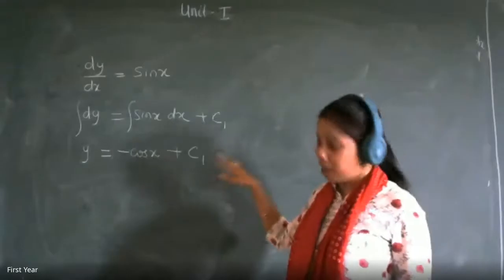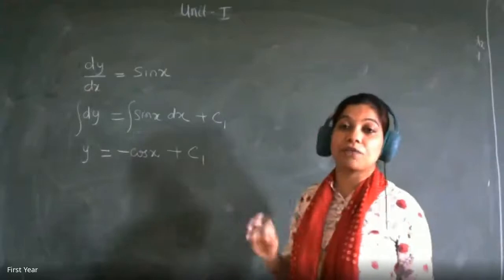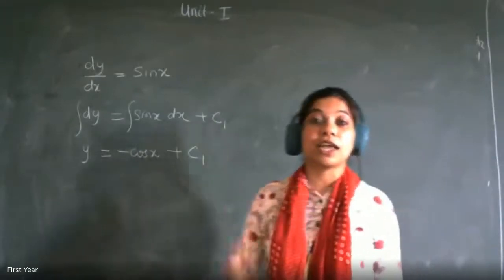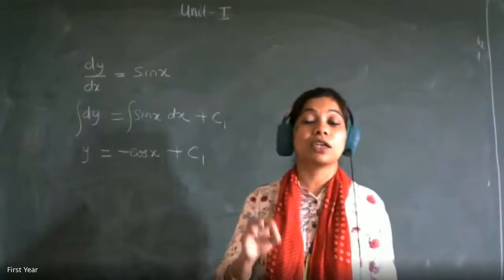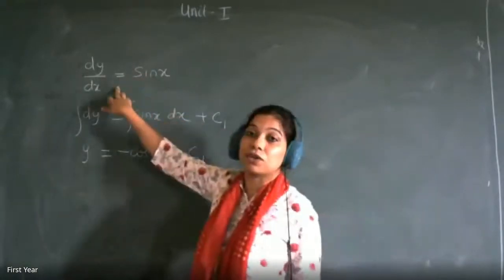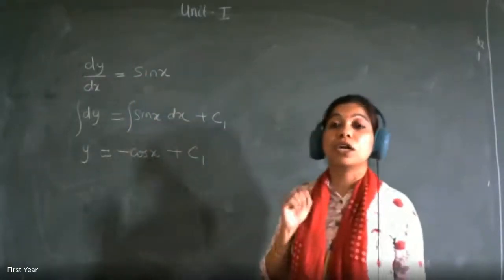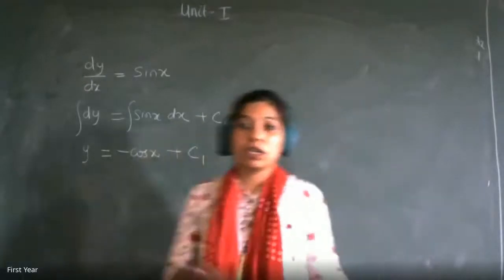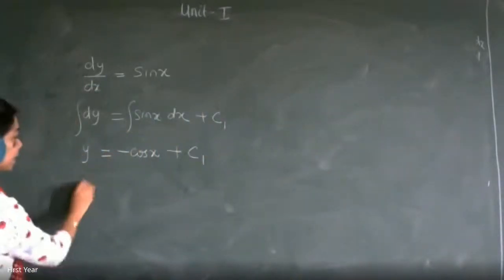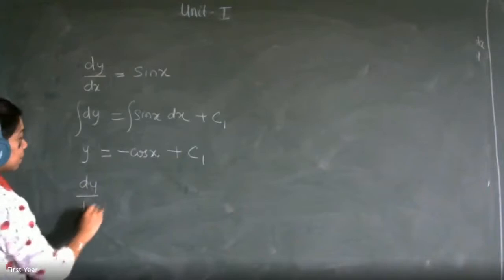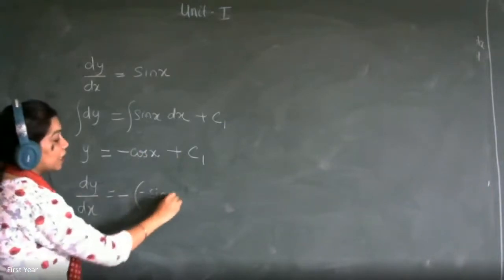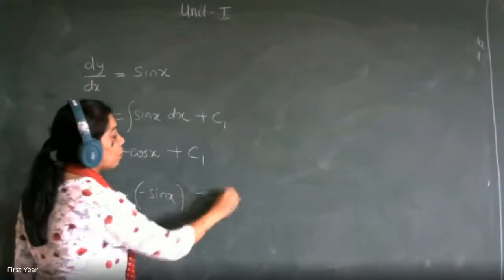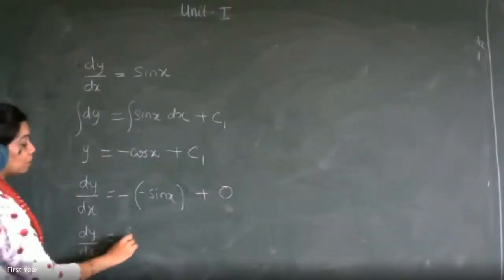So that's why these arbitrary constants are very, very important, and the statement says that the number of arbitrary constants in the general solution gives us the order of the differential equation. So those many times you have to differentiate. Just see, if I differentiate this, I get dy by dx is equal to minus, the derivative of cos x is minus sin x, and the derivative of the constant c is 0. Therefore, the differential equation is dy by dx is equal to sin x.